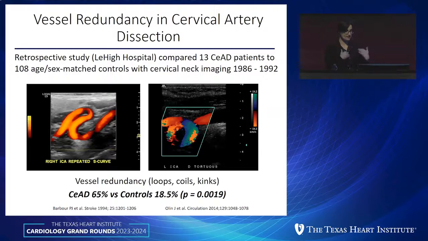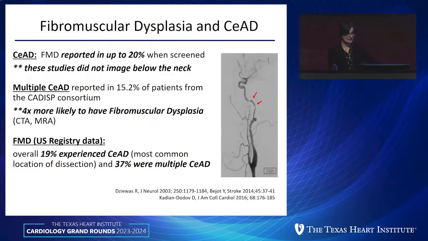This was a study looking at cervical artery dissection patients versus over 100 age and sex matched controls. And they found that the vessel redundancy, whether it was loops, coils, kinks, S-curves, was present with far more frequency in patients with cervical artery dissection as compared to controls. And breaking down a little bit more about the FMD and cervical artery dissection overlap, usually if you look at the cervical artery dissection literature, FMD is reported in up to 20% of patients when they're screened, but the big caveat is most of them are not looking below the neck.